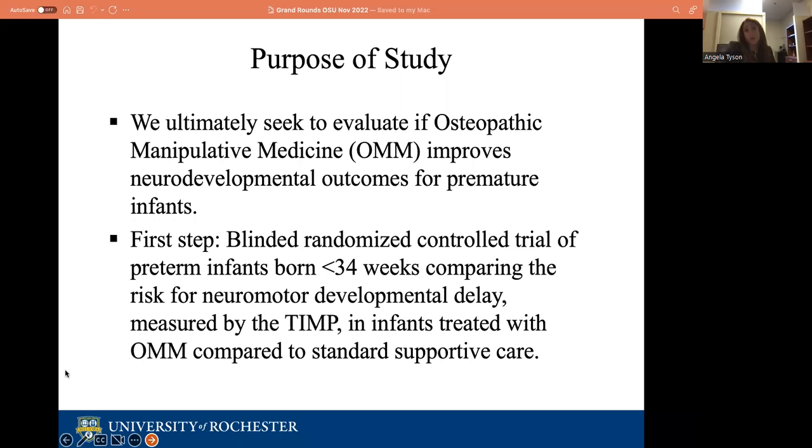So the purpose of our study is we ultimately seek to evaluate if osteopathic manipulative medicine improves neurodevelopmental outcomes for premature infants. As a first step, we are going to conduct a blinded, randomized control trial of preterm infants born less than 34 weeks and compare the risk of neuromotor developmental delays as measured by this TIMP, this test of infant motor performance, in infants who receive OMM compared to those who just receive standard of care. Now, I have just summarized the entire study in a couple of sentences. And that's where taking this idea and all these thoughts you have to get down to this point, okay?